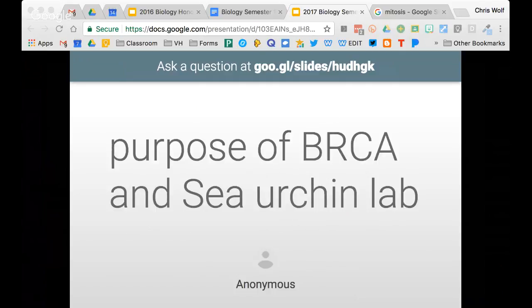Okay, this person asked the purpose of the BRCA lab. The BRCA lab was to really show us that the BRCA gene doesn't cause cancer. It helps prevent cancer. The tumor lane in that lab showed no BRCA gene present, that the BRCA gene was actually mutated, and we didn't have the correct gene to stop a tumor from forming. I'll get into the sea urchin lab in a little bit.